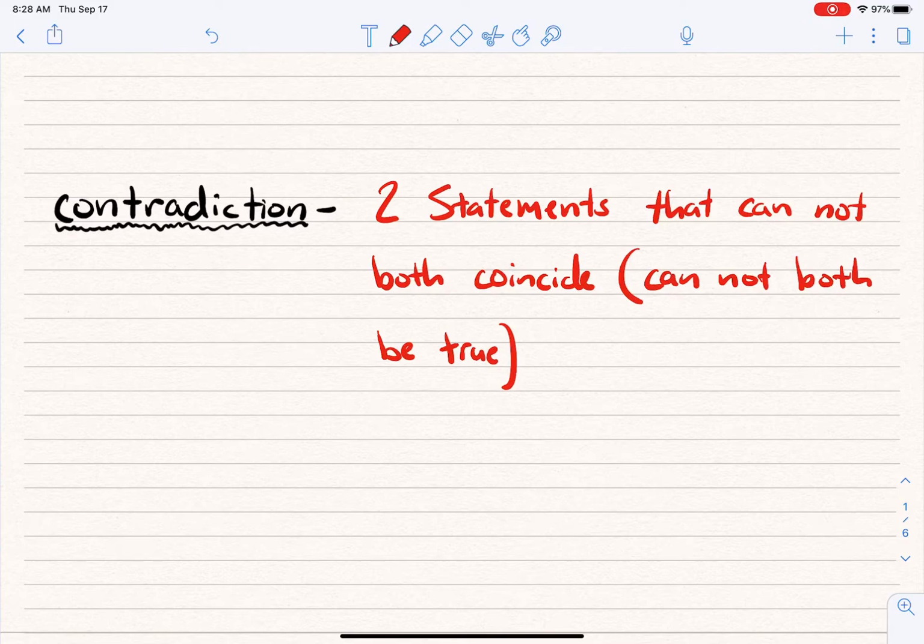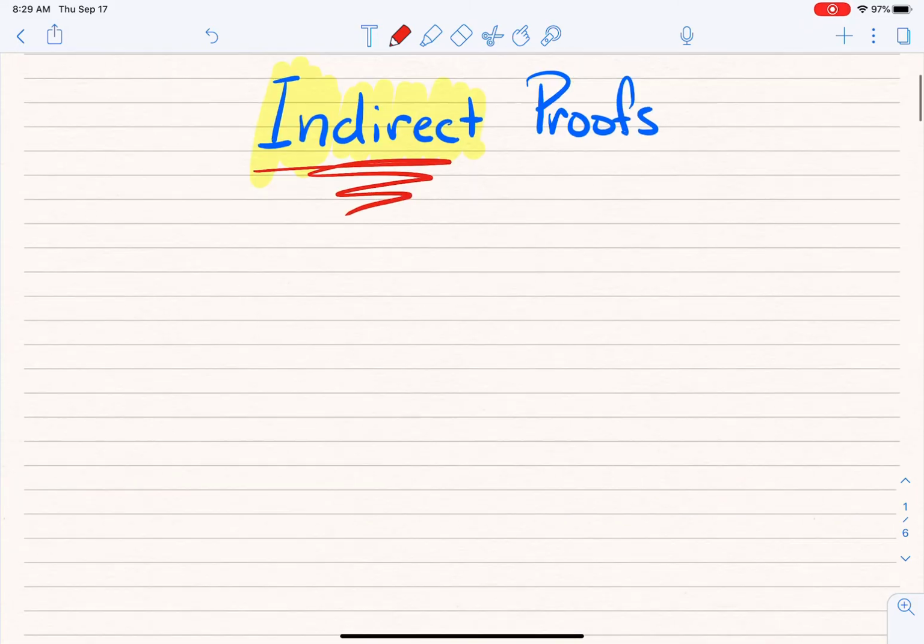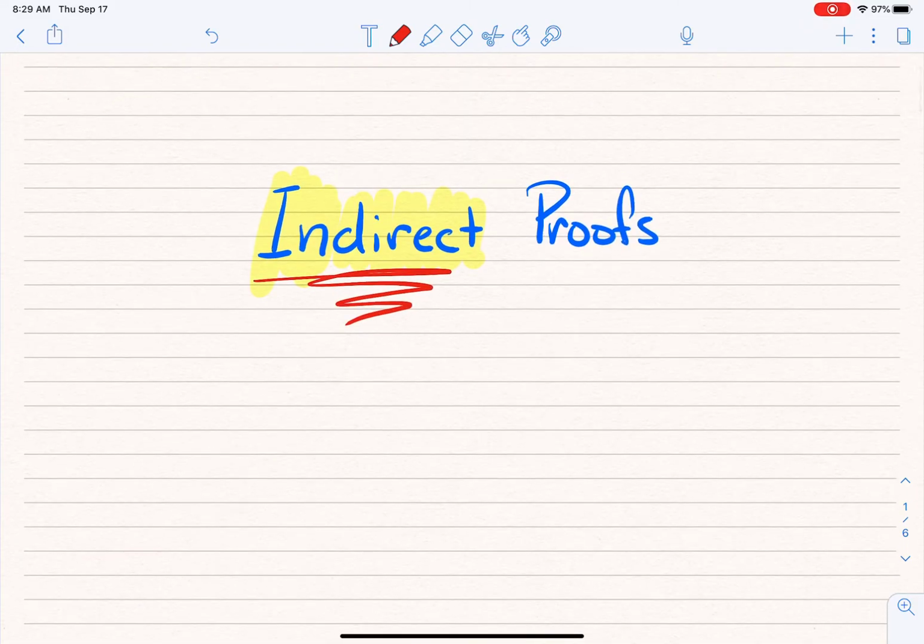All right, and so we're going to see some contradictions today. But before we even get there, I want to walk you through just another basic idea of indirect reasoning. We're going to do indirect proofs, but all of this kind of falls under the category of indirect reasoning, that idea of figuring something out in a non-direct way. So let's talk about this.